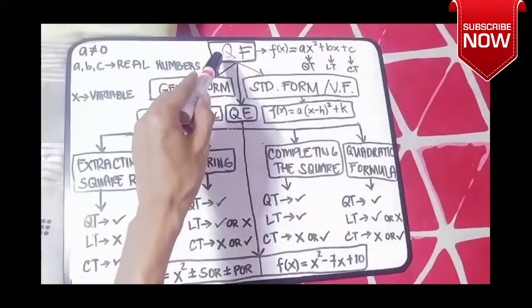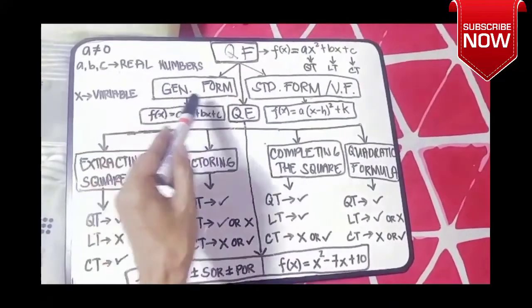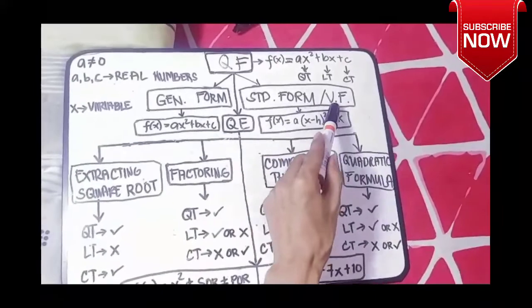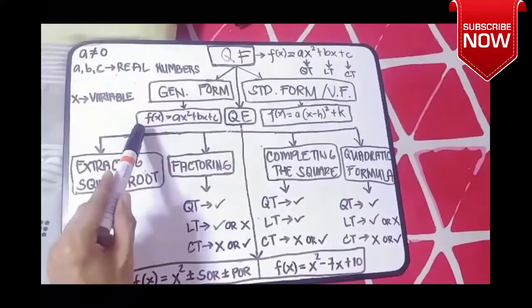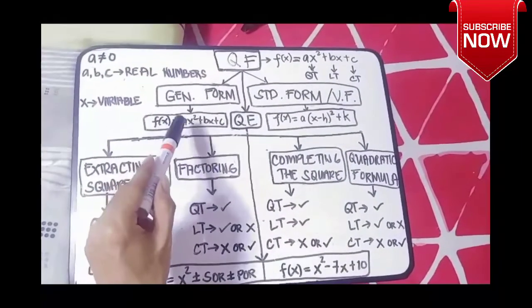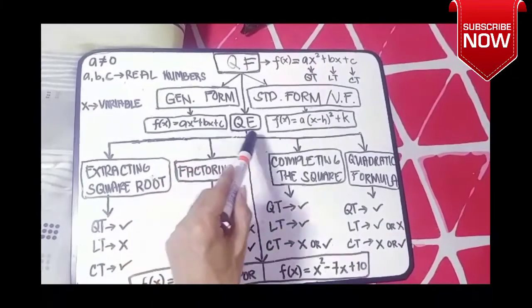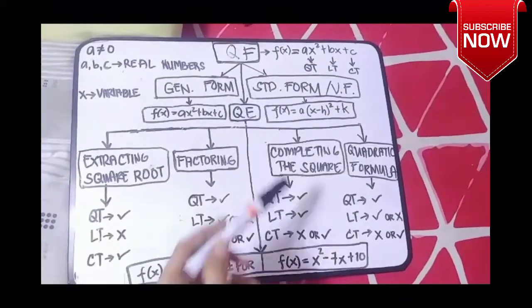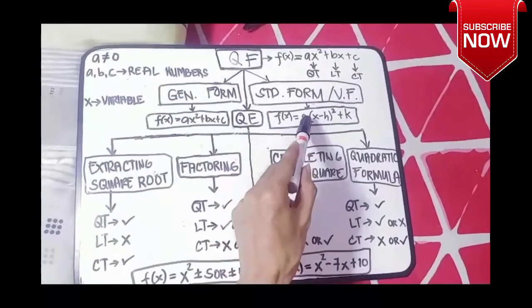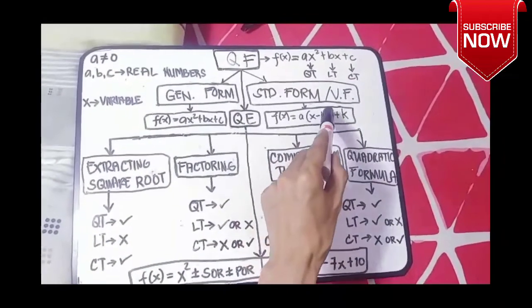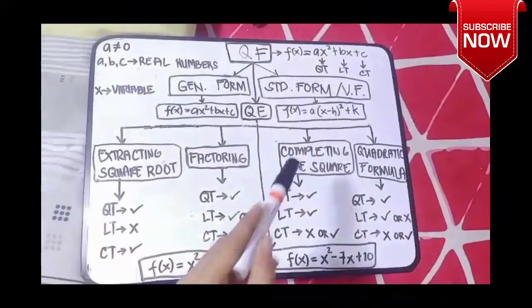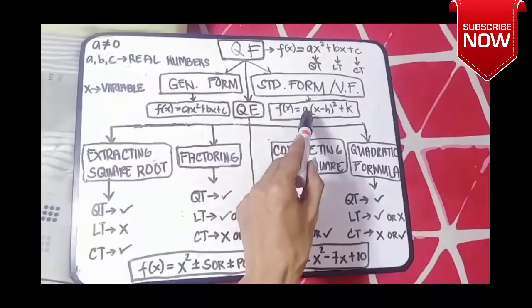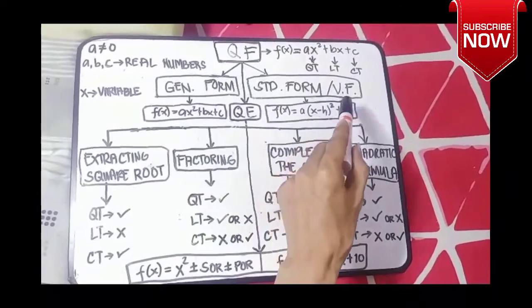Now, a quadratic function is separated or divided into two forms, namely general form and standard form or vertex form. General form is in the form of f of x is equal to ax squared plus bx plus c, while standard form or vertex form is in the form of f of x is equal to a, open and close parenthesis, x minus h squared plus k. Or, pwede rin natin sabihin f of x is equal to a quantity x minus h squared plus k.